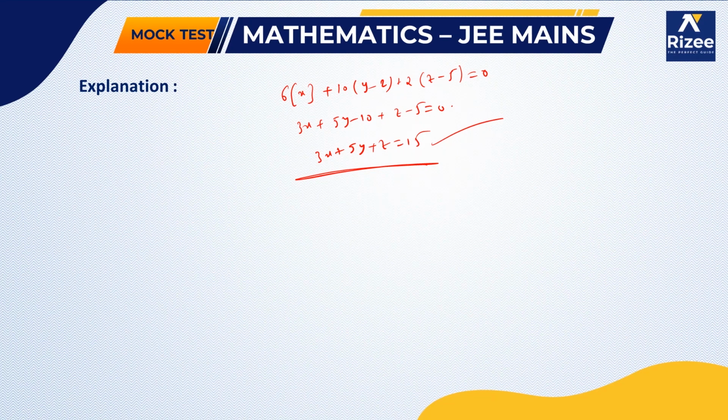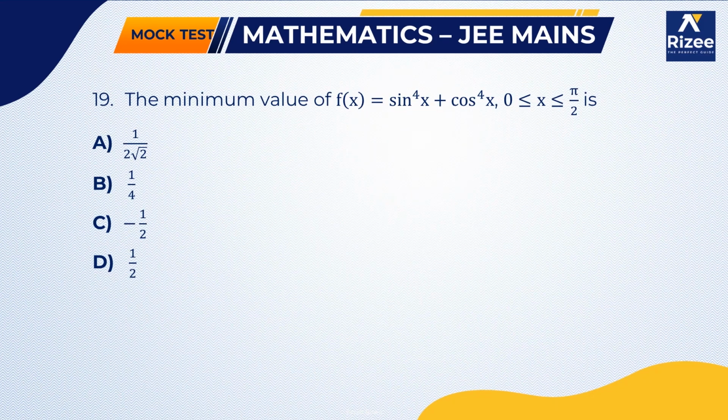The minimum value of sin power 4x plus cos power 4x. f of x equals sin power 4 x, which can be written as sin square x whole square plus cos square x whole square, which is in the form of a square plus b square. Sin square x plus cos square x whole square minus 2 sin square x cos square x.